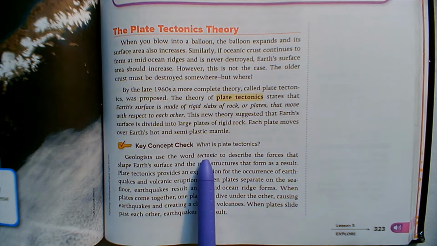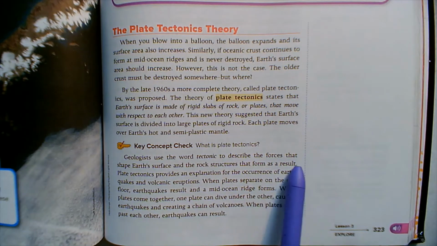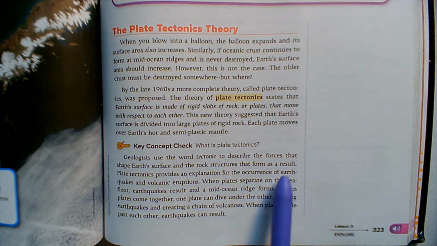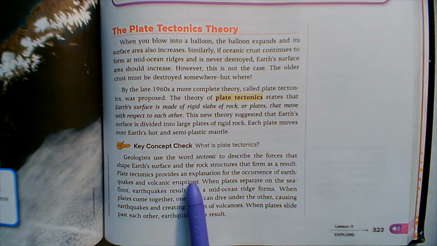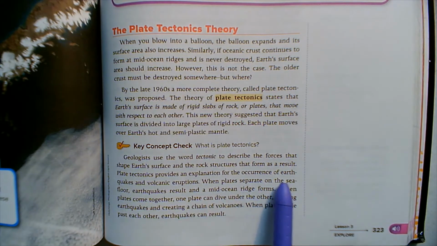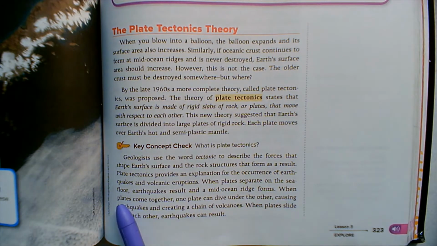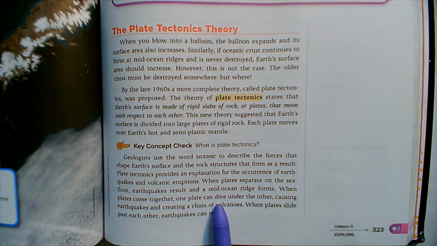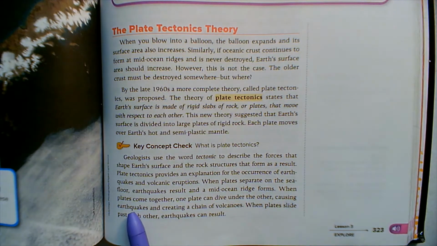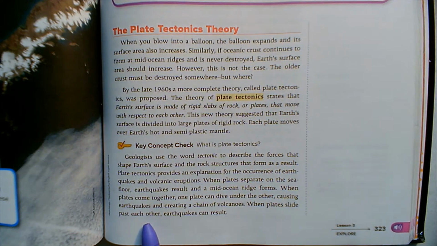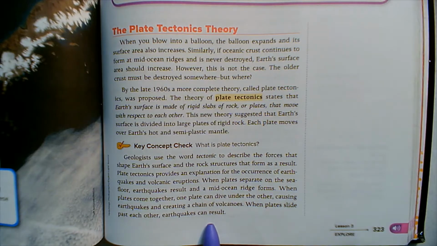Geologists use the word tectonic to describe the forces that shape Earth's surface and the rock structures that form as a result. Plate tectonics provides an explanation for the occurrence of earthquakes and volcanic eruptions. When plates separate on the seafloor, earthquakes result and a mid-ocean ridge forms. When plates come together, one plate can dive under the other, causing earthquakes and creating a chain of volcanoes. When plates slide past each other, earthquakes can result.